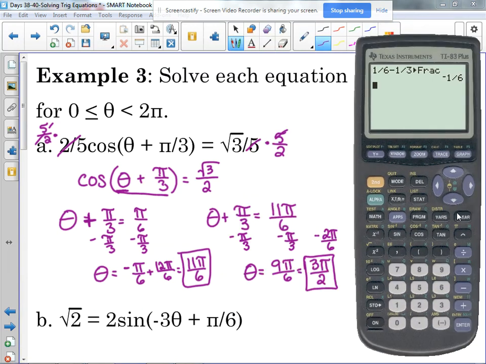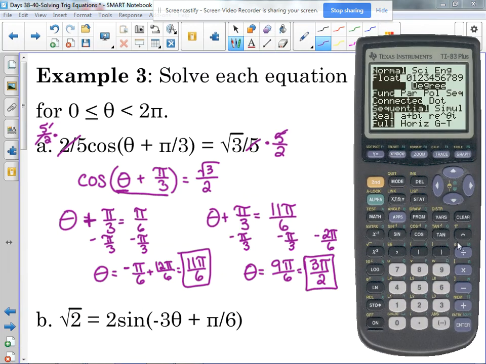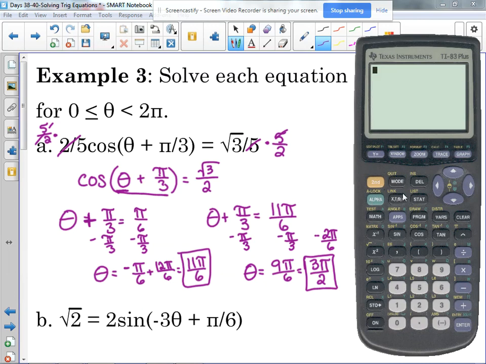Okay, I think I put my calculator in degree mode, so I'm going to go back to radians. And I'm going to go to the original equation, 2 over 5 cosine of, let's try 11 pi over 6 first, plus pi over 3. Whoops, I divided. Okay, and that's supposed to be equal to the square root of 3 over 5. Make sure you close the parentheses after the 3. Okay, I get the same decimal value.